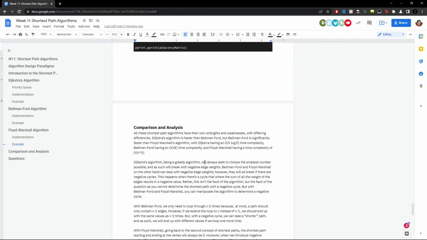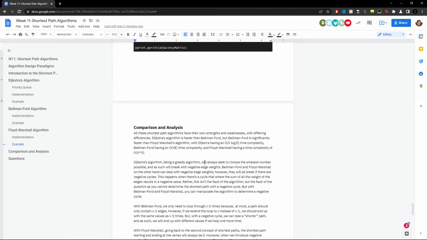However, all three of the algorithms will break if there are something called negative cycles. Now, this is what happens when there's a cycle in the graph where the sum of all the weights of the edges results in a negative value. So let's say we start at some position and we take a loop around and we end up at the same location. If we take all these edges and we end up with a negative value, that's going to be a negative cycle.